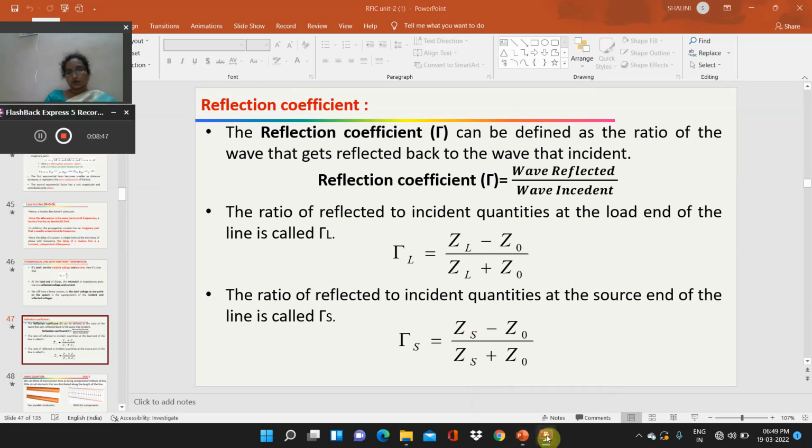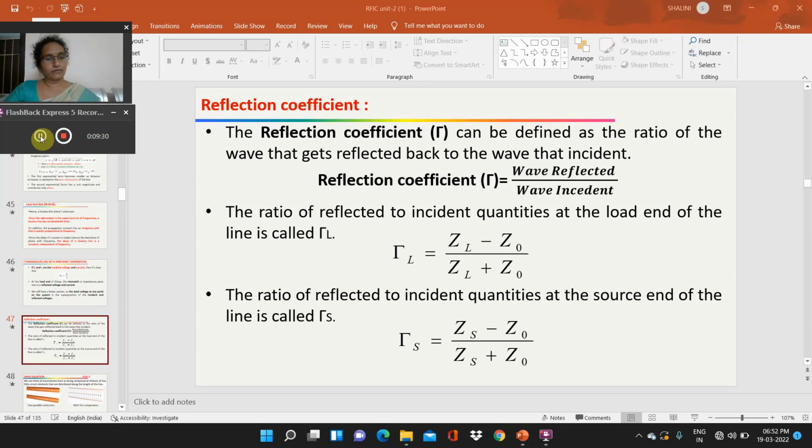So what is the reflection coefficient? The reflection coefficient can be defined as the ratio of the wave that gets reflected back to the wave that is incident. That is, reflection coefficient gamma is equal to wave reflected by wave incident. The ratio of reflected to incident quantities at the load end of the line is called gamma L. Gamma L is equal to (ZL minus Z0) by (ZL plus Z0).